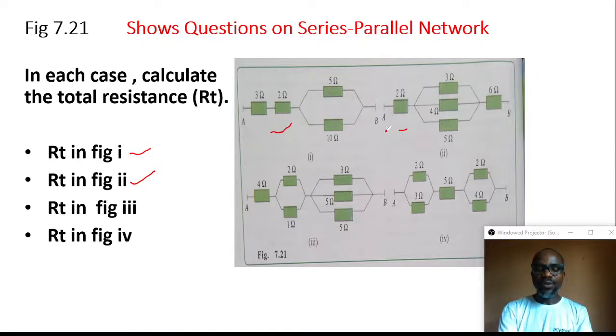So the next one we're going to calculate is the total resistance in figure 2. That is this, all right? We will do so in figure 3 and in figure 4 respectively, as I earlier mentioned.